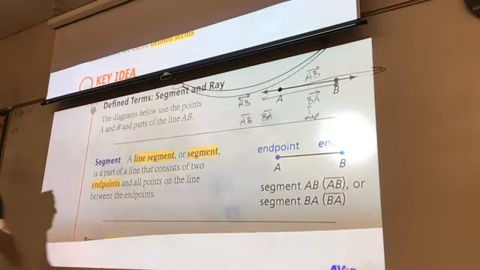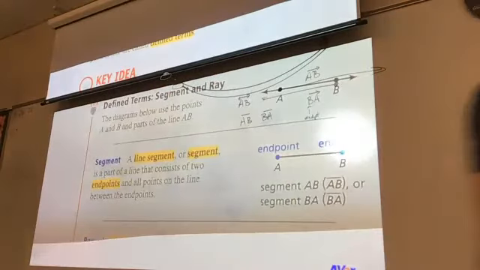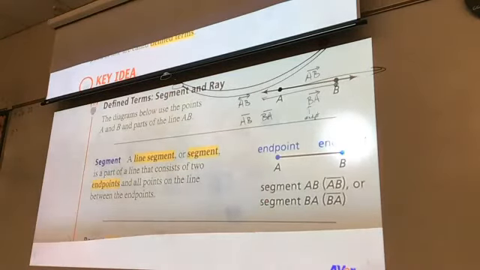That's kind of the tricky one with rays, is that the endpoint always has to be listed first. And the arrow is always drawn left to right over it.